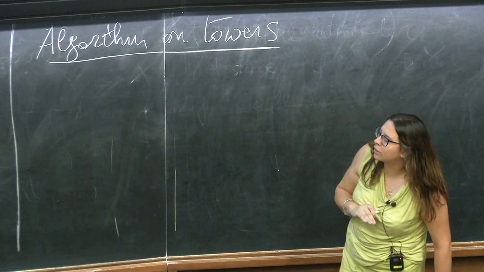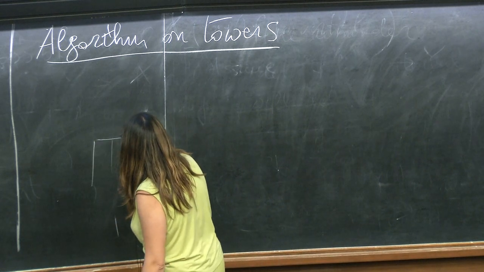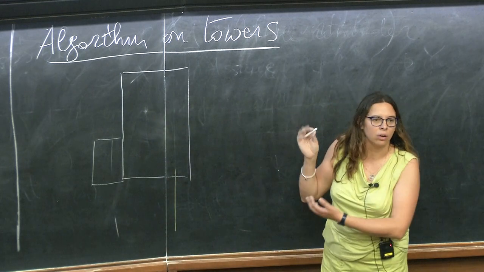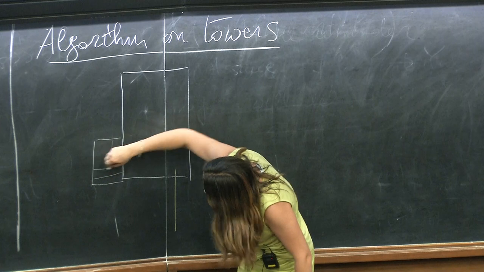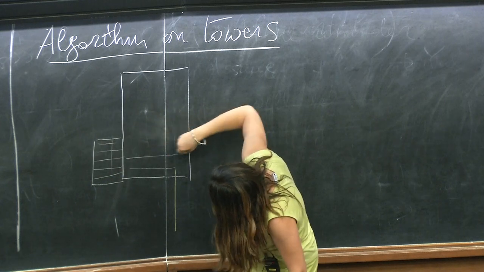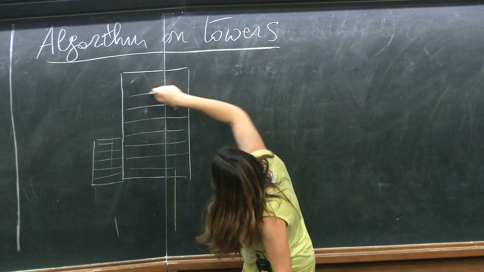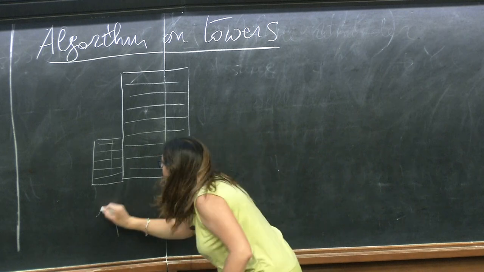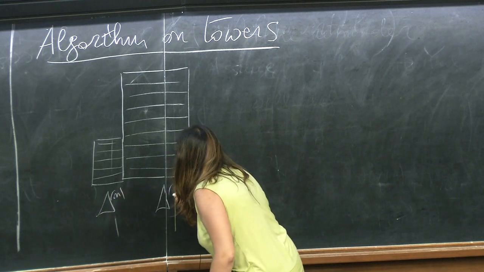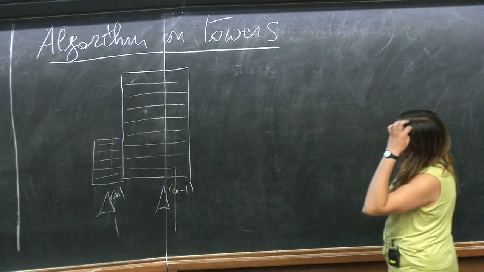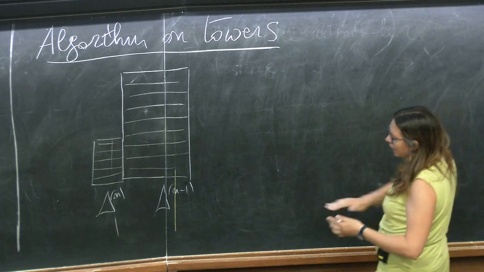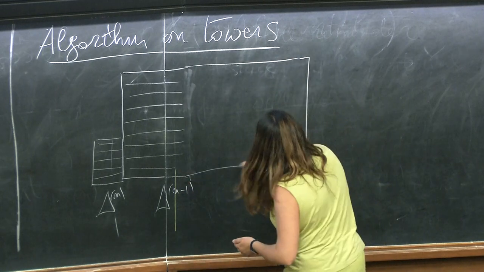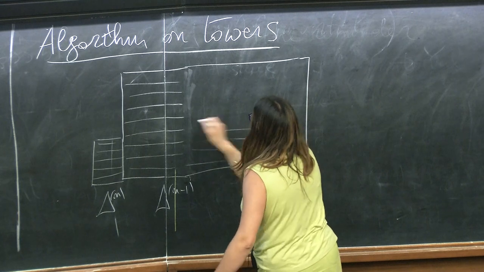So now I will do, it's a little bit annoying to draw the floors, so let me draw a rectangle for a tower. You should imagine that this rectangle has floors, but I will stop drawing the floors and just draw the rectangles. So we have two towers. Delta n is here. Delta n minus one is here. Let me make the second tower larger. Okay, so let me not draw all the floors.